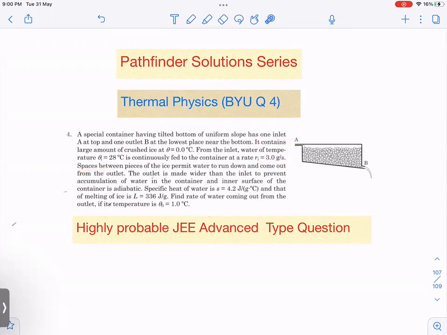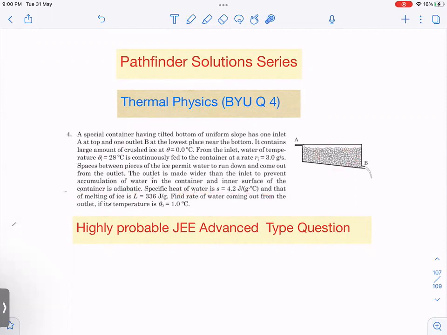Now the space between the pieces of ice permits water to run down and come out from the outlet. Because there is some space between the ice, the water will run down and this is how it will flow and come out. The outlet is made wider to prevent accumulation of water in the container, so that there is a continuous flow. Now, the inner surface is adiabatic, so the container cannot get heat from the surroundings.